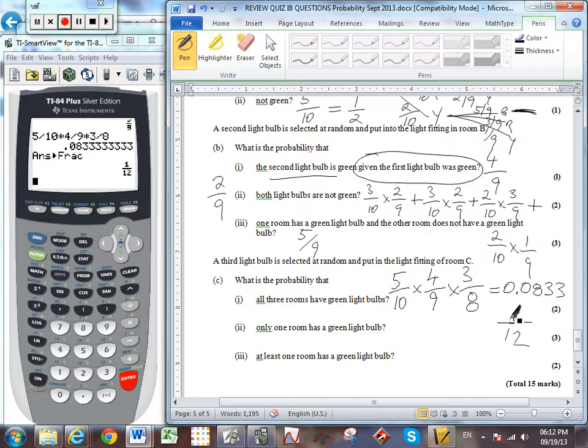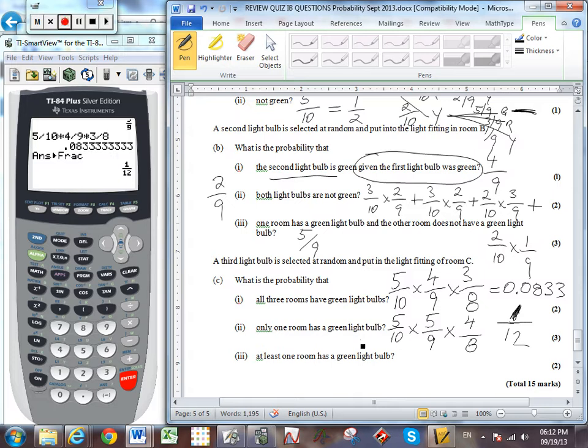Part II. Only one room has got a green light bulb. Well, this could be that the first room has got a green light bulb, so that's got a chance of 5 over 10. And then the second room does not have a green light bulb, so there's still all 5 of those non-green light bulbs left out of the 9 remainders. And then when we get to the third room, we've already taken one of our non-green light bulbs. So of the 5 that we had that were either red or yellow, there's now only 4 left out of 8. This is if the green occurred in the first room.